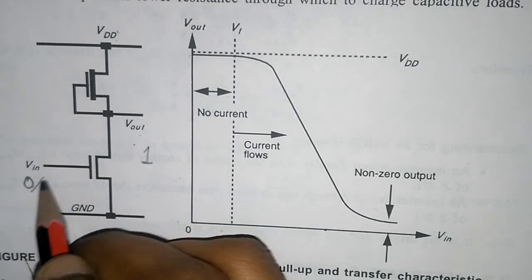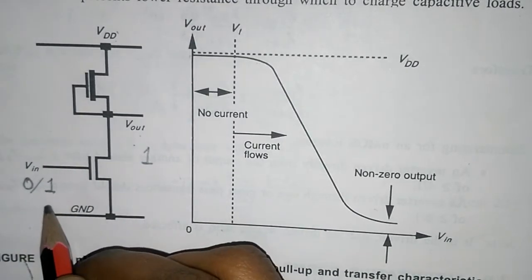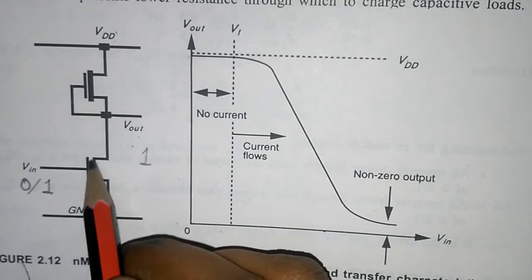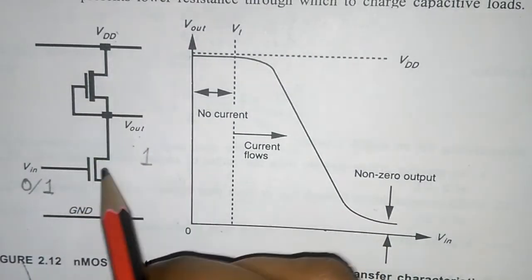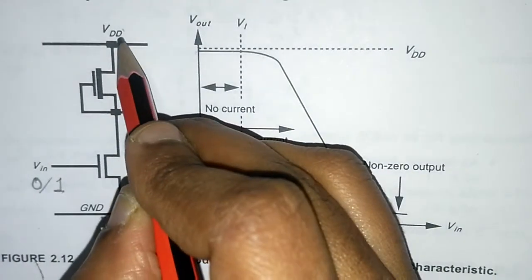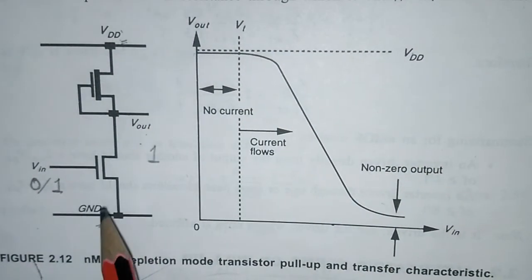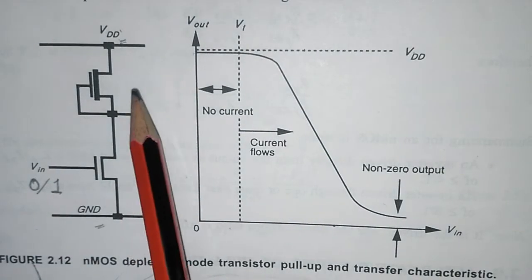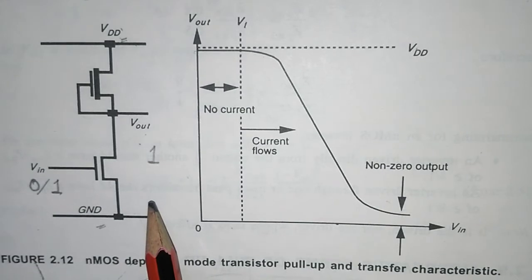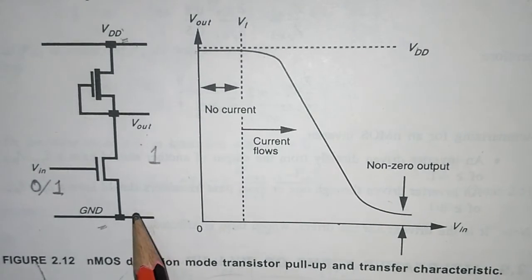Now when the input goes logic high, what happens? The pull down is going to turn on, and when the pull down turns on, this is already on, so both are on. So there is a short circuit path between the positive rail and the negative rail. That means it is something similar to short circuiting the positive and negative terminals of your DC power supply. Now this is a serious issue.